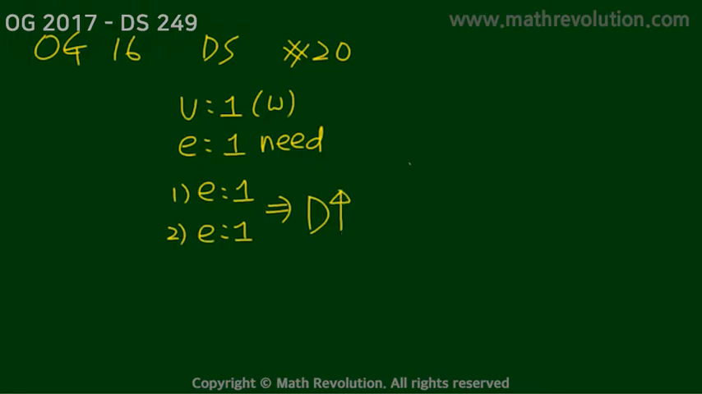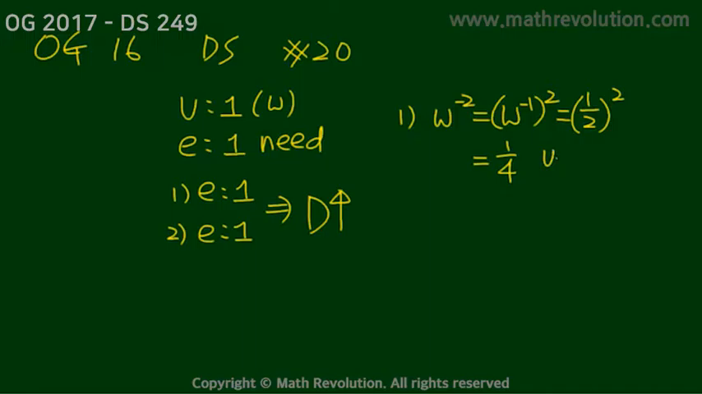So I'm going to look at the condition 1 and 2 separately. In case of condition 1, W to the power of negative 2 becomes W to the power of negative 1 to the power of 2. So this is 1 over 2 squared. So this becomes 1 over 4. And the answer is unique and the condition is sufficient.